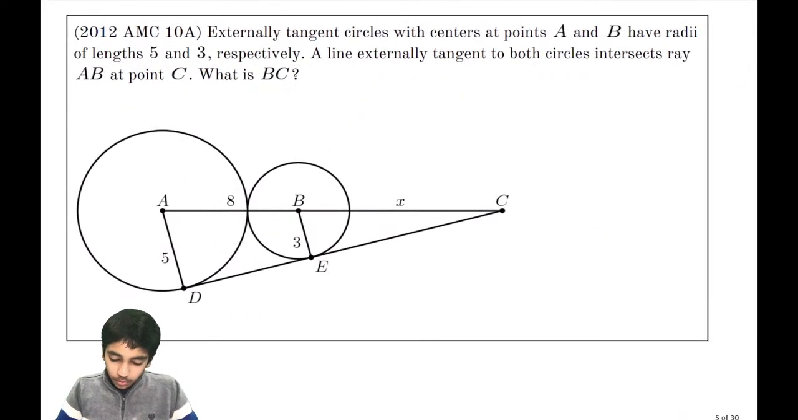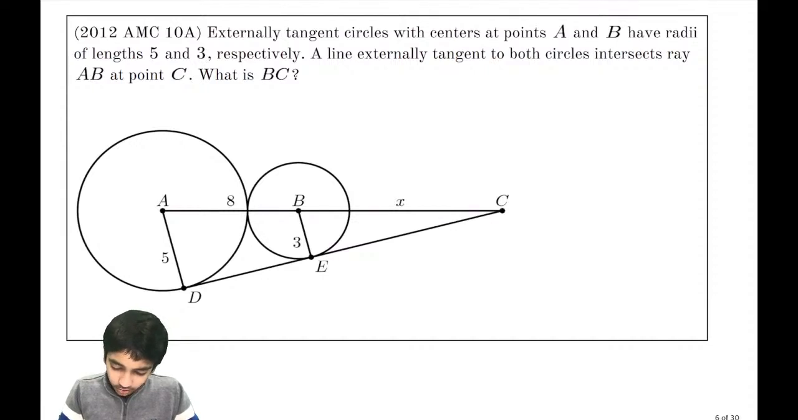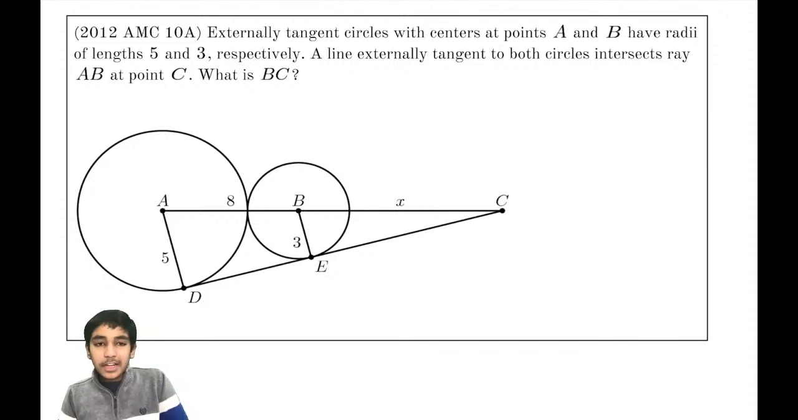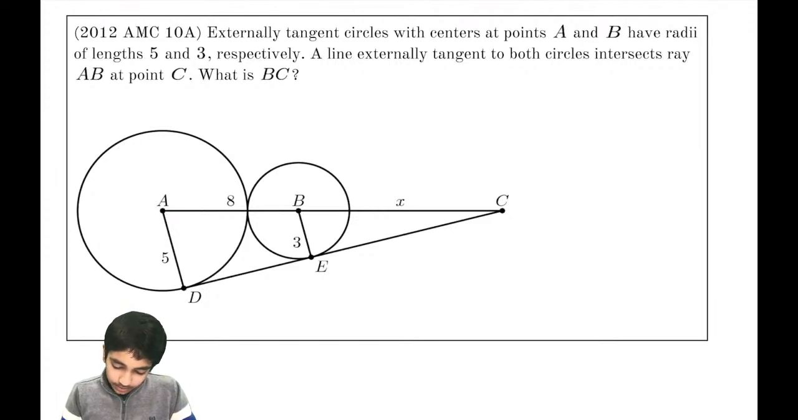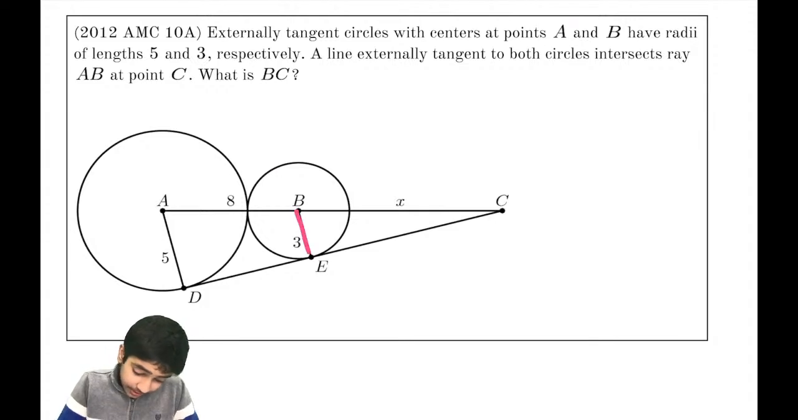So this is another cool problem. Basically, we have externally tangent circles with centers A and B, with radius less than 5. These are good problems because they combine similar triangles from the previous class and the circles concept we're learning in this class. A line externally tangent to both circles intersects line AB at point C. What is BC? Okay, so this has a length of 3. This is 5.